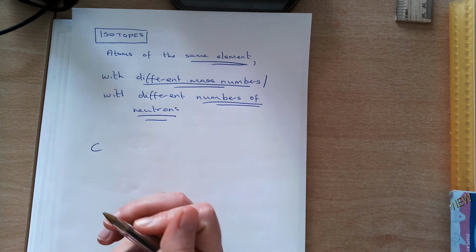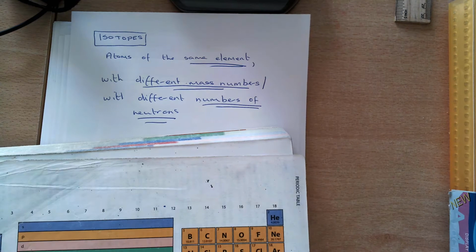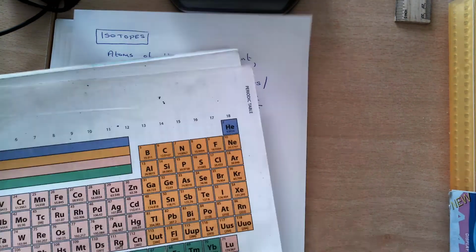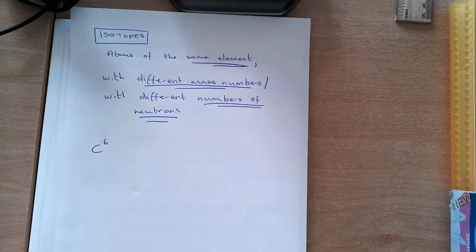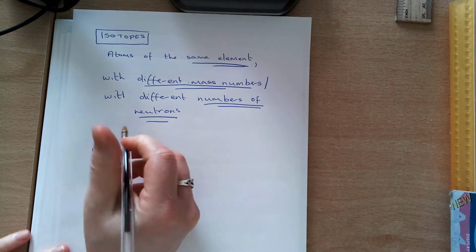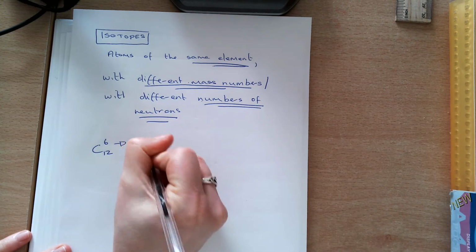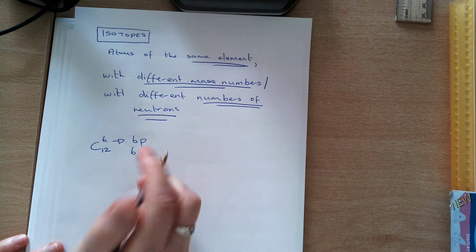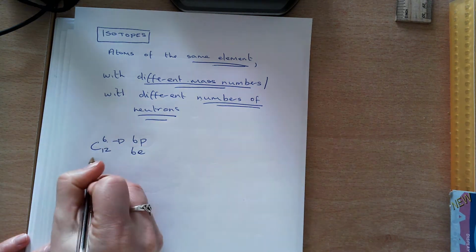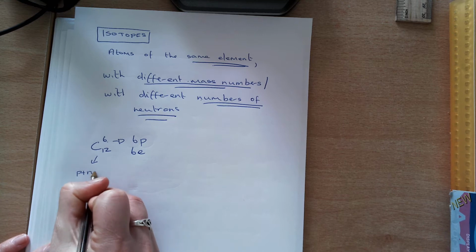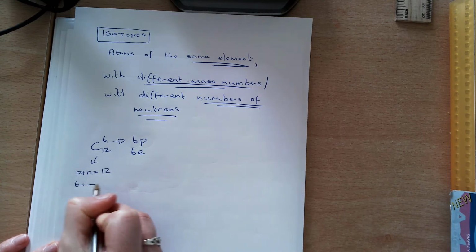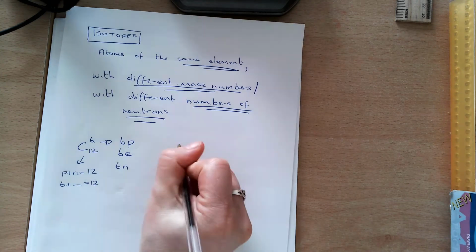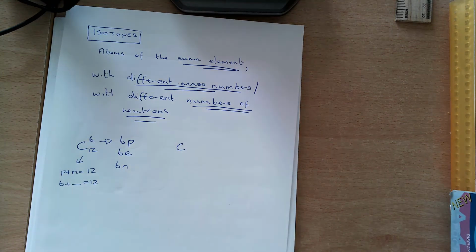The most basic or common one that we have is carbon. Carbon on my periodic table has an atomic number of 6 and a mass number of 12. So what does that mean? It means that it has 6 protons, because that's my atomic number. For every positive proton I need a negative electron. And then my mass number is my number of protons and neutrons. So 6 plus what gives 12? 6 neutrons.